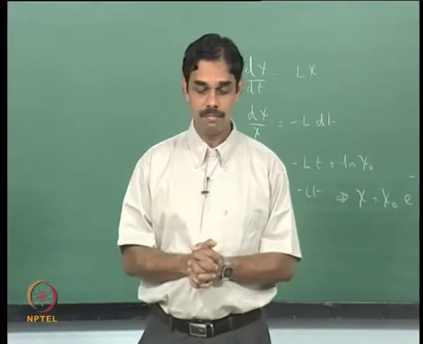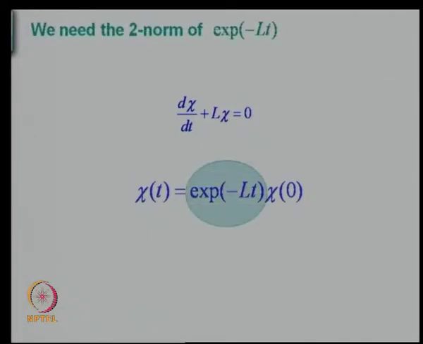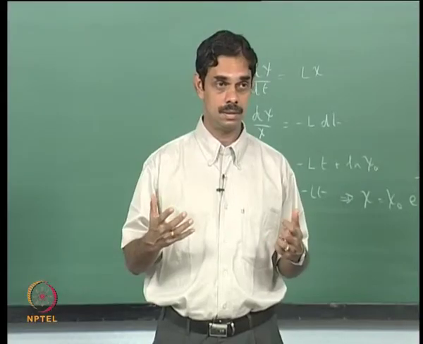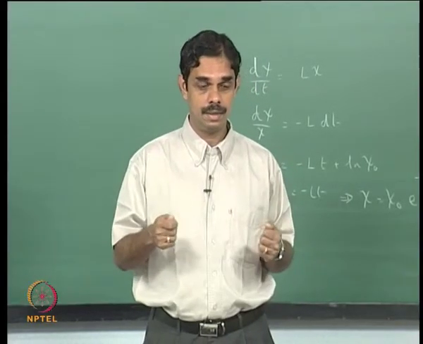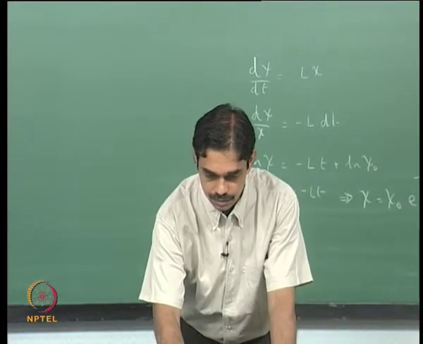So now we say chi of t is e power minus Lt times chi naught, and we need the norm of this e power minus Lt. Now, we know the norm of a vector, you know what a norm is. How do you define a norm? Yeah, so let me get to that slide, one second.